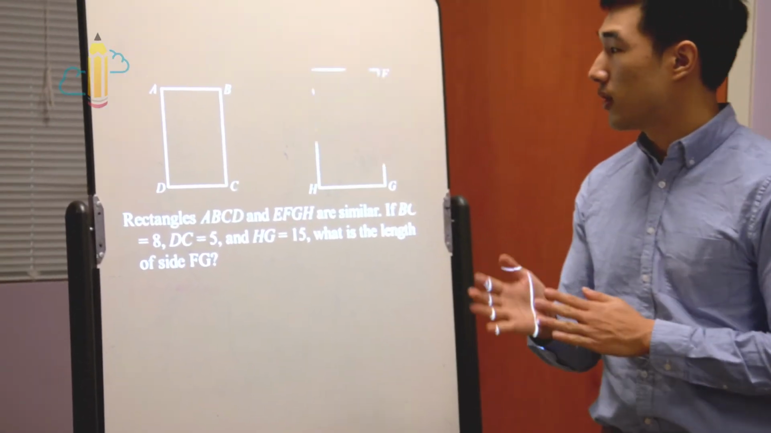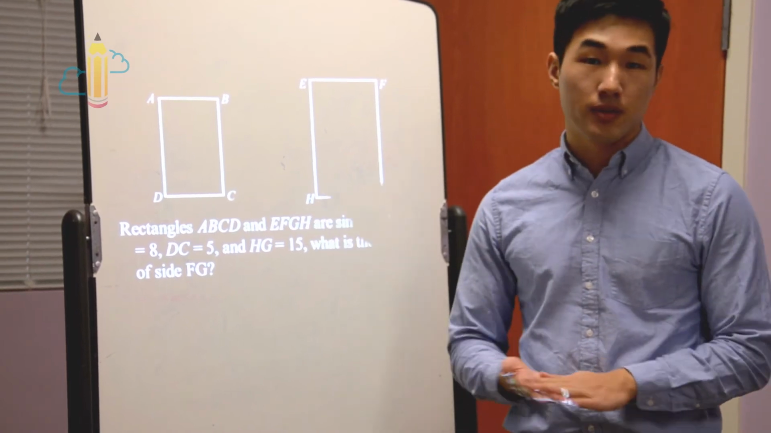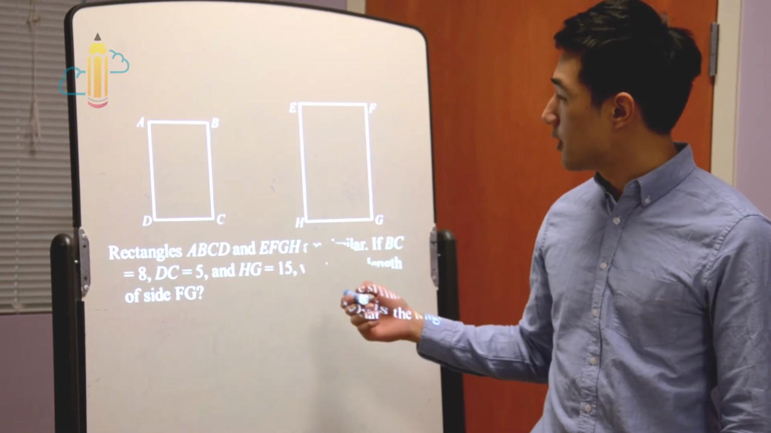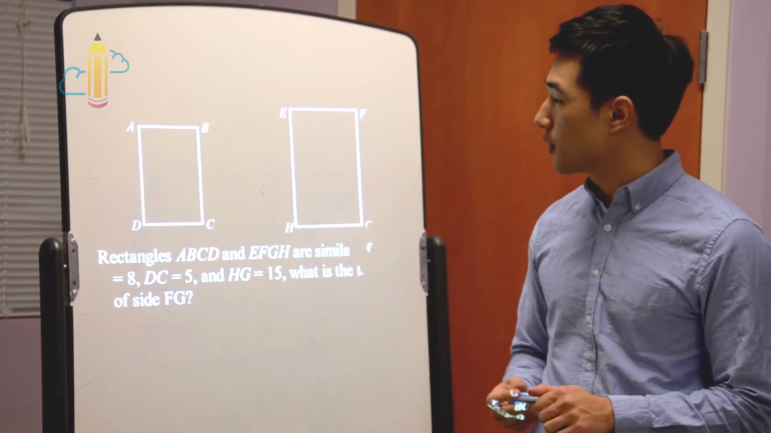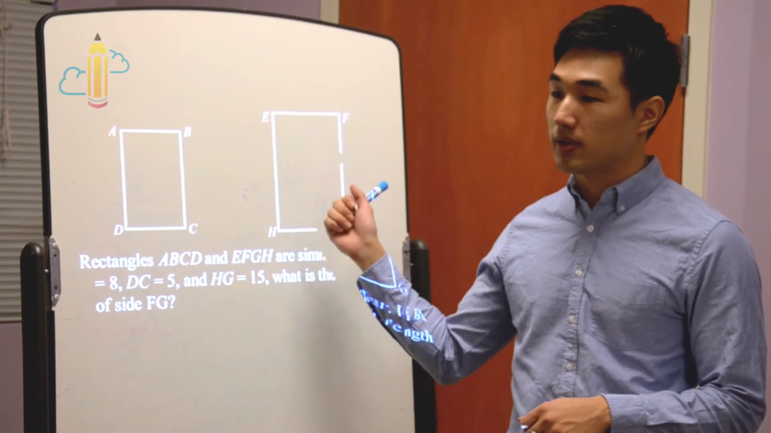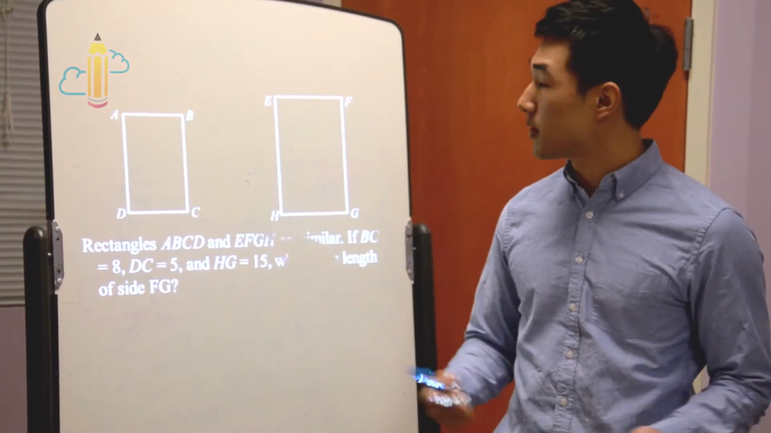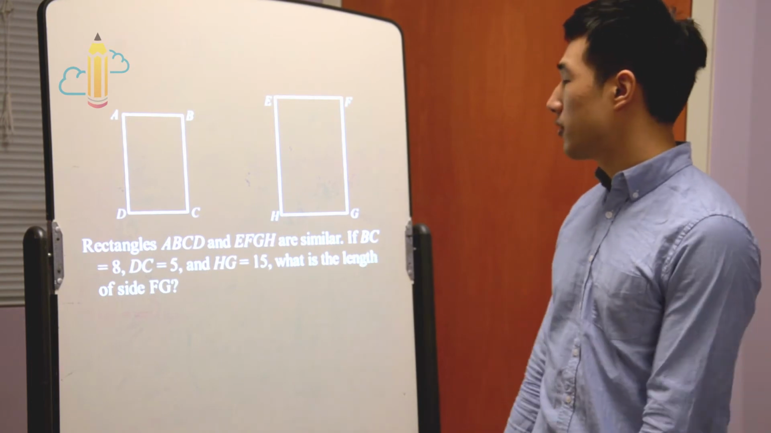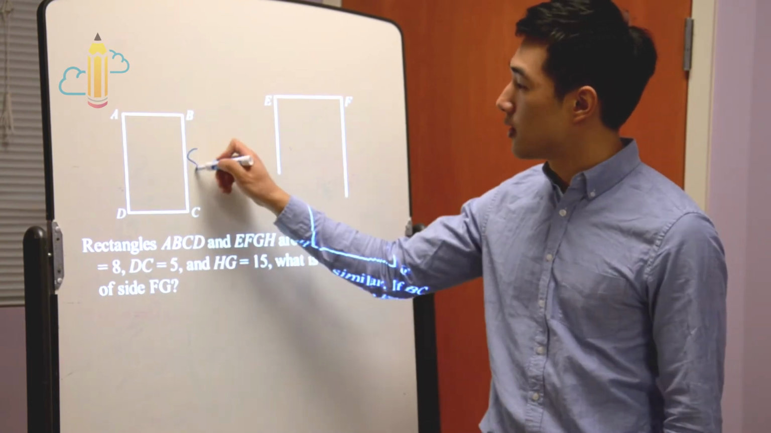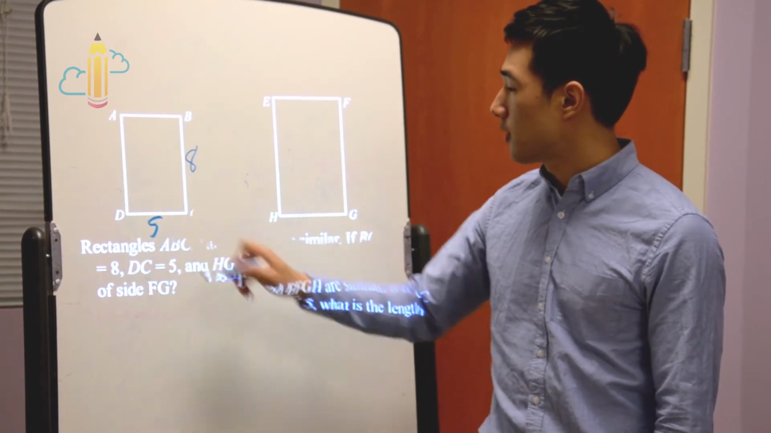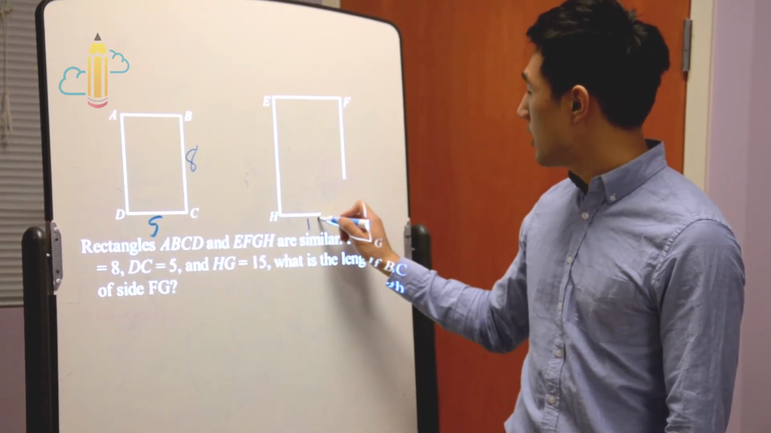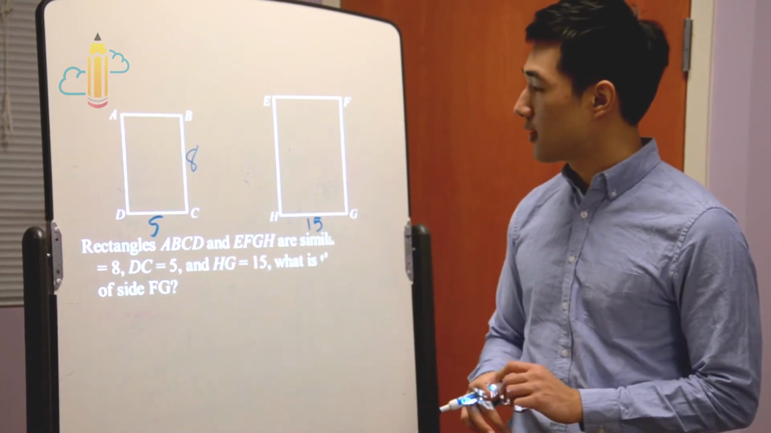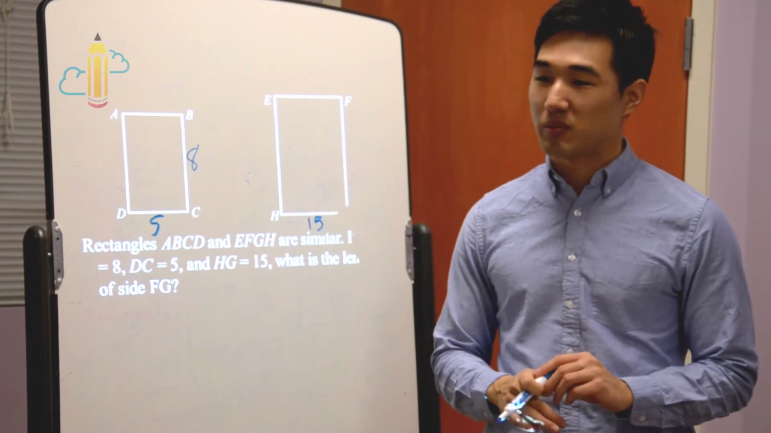Alright, now that doesn't just work for triangles, it works for any shapes. So in this problem we have rectangles, but we can see that they have corresponding sides too. So you just set it up the same way. Those rectangles ABCD and EFGH are similar. If BC equals 8, DC equals 5, and HG equals 15, then what is the length of side FG? I know you can probably do it mentally, but let's set up the fractions.